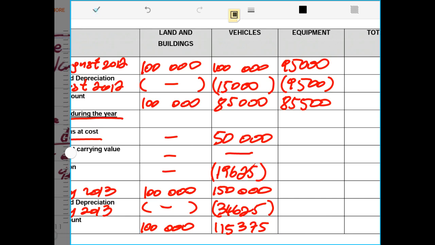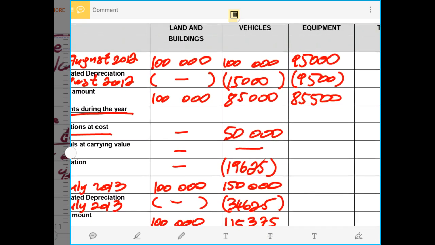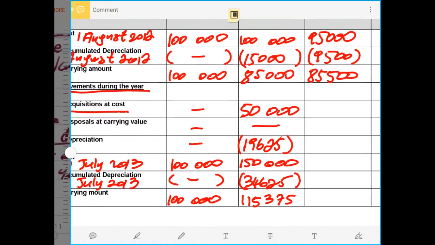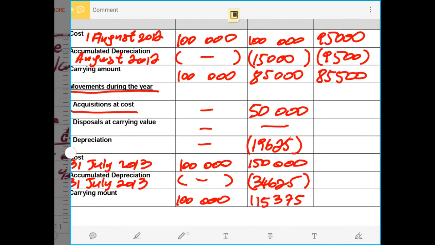Then we come to the column for movements. In the column for movements, we say acquisitions, which are the purchases during the year. Did we buy any equipment during the year? The answer is yes. How much was the cost of that equipment? It was 25,000 rands. Make sure that this is positive because the value of the assets is going up, or the total of our assets is increasing by the amount of the purchase. Hence that is a plus.